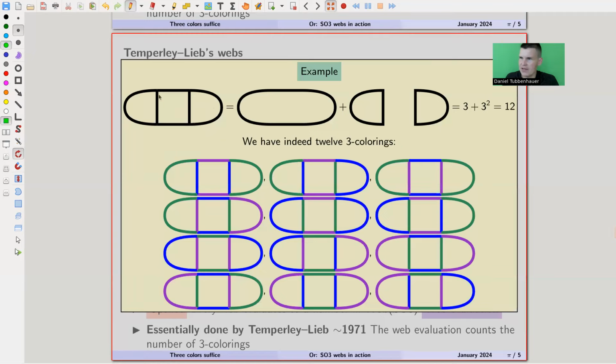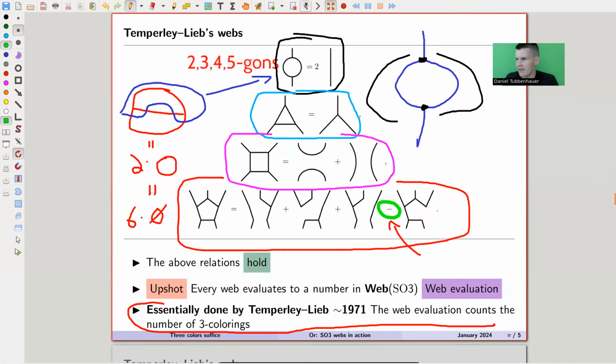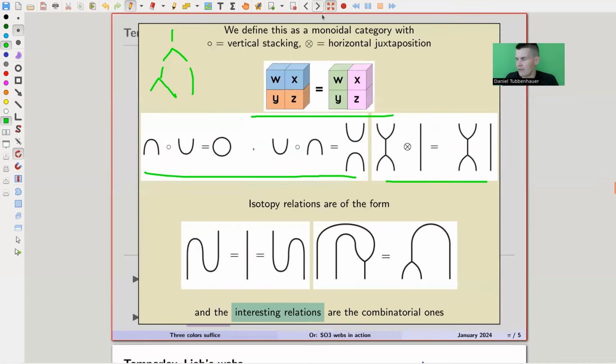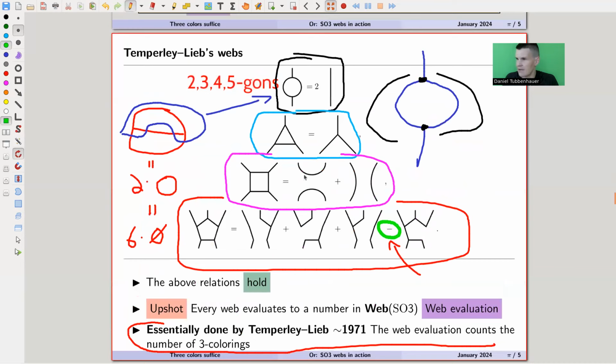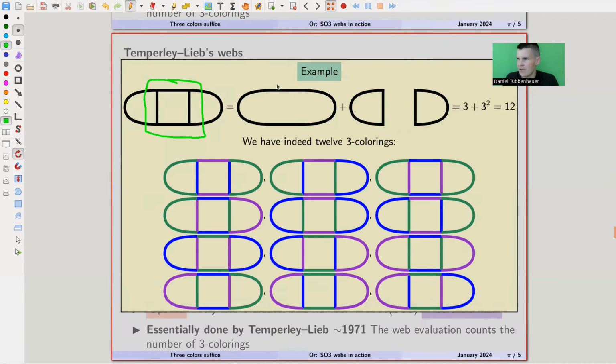So for example, here, if you have this web, in the middle you see a square, you use the square relation. So where is it? Here we go. The square, where's my square? Here's my square. The square says square is equal to horizontal and vertical removal, and the sum over both of them. So here I replace the square by the horizontal, I replace the square by the vertical, and I get 1 circle plus 2 circles, which is 3 plus 3 squared, which is 12. And indeed, there are 12 colorings of that object.